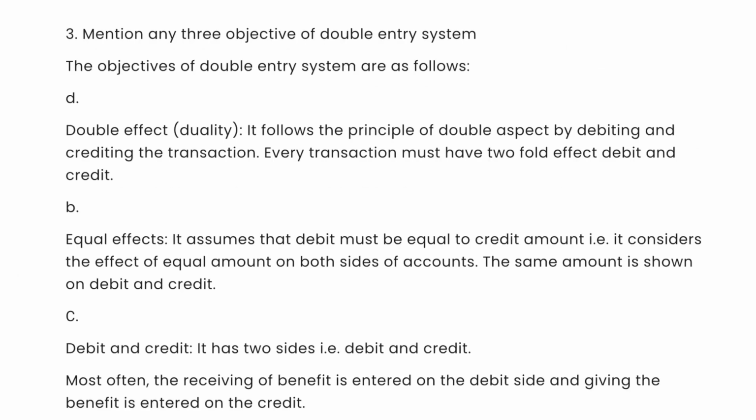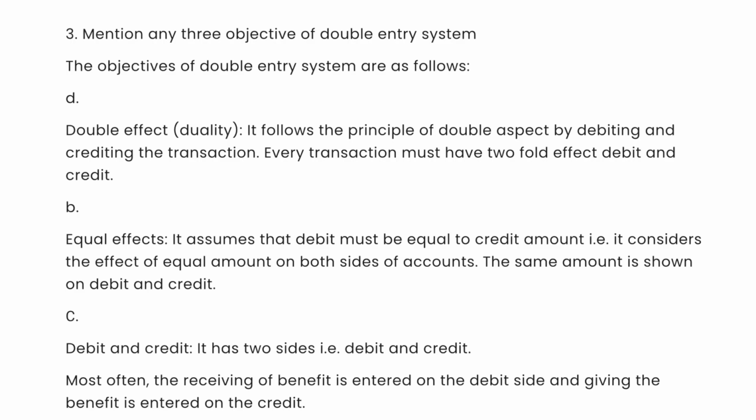Mention any three objectives of double entry system. The objectives of double entry system are as follows. A. Double effect. It follows the principle of double aspect by debiting and crediting the transaction. Every transaction must have twofold effect, debit and credit. B. Equal effects. It assumes that debit must be equal to credit amount, that is, it considers the effect of equal amount on both sides of accounts. The same amount is shown on debit and credit.